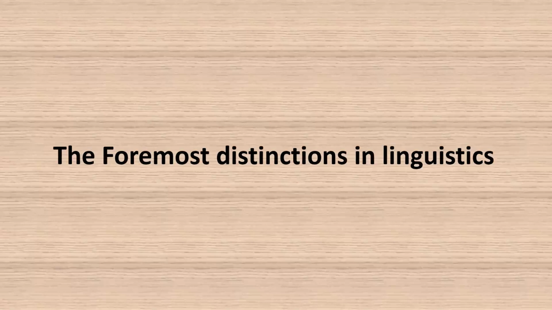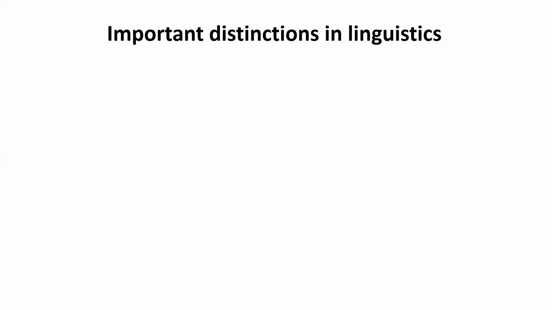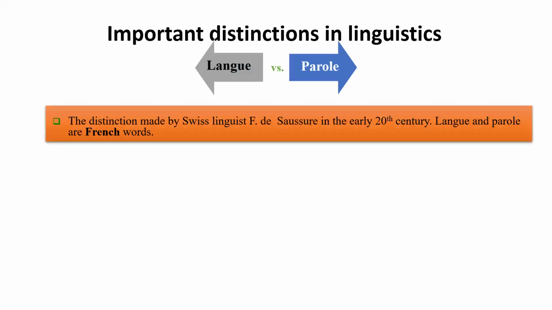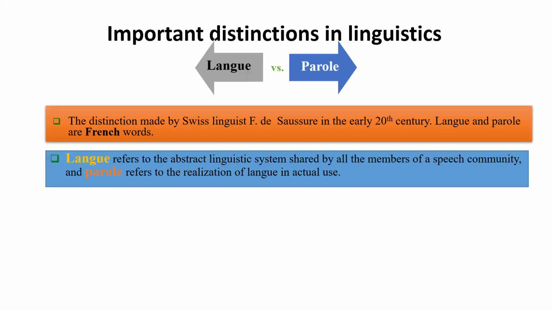So as you can see, the foremost distinctions in linguistics include langue versus parole. This distinction was made by the Swiss linguist Ferdinand de Saussure in the early 20th century. Langue refers to the abstract linguistic system shared by all members of a speech community, and parole refers to the realization of langue in actual use.